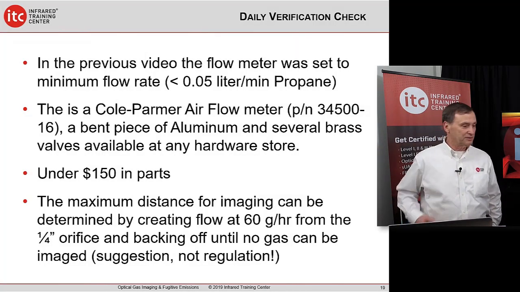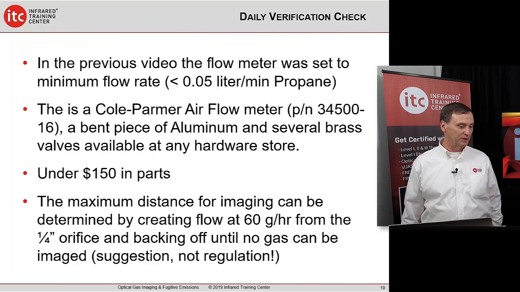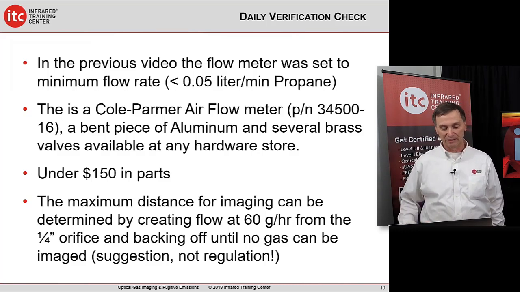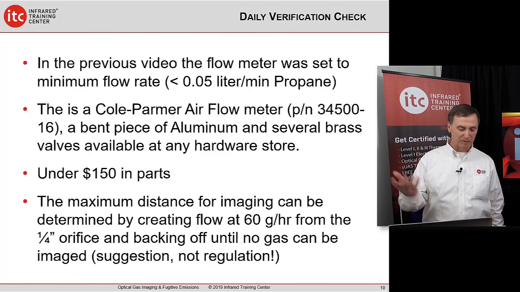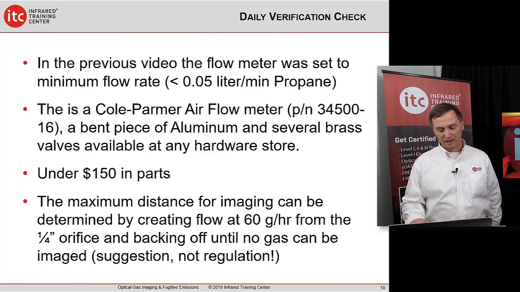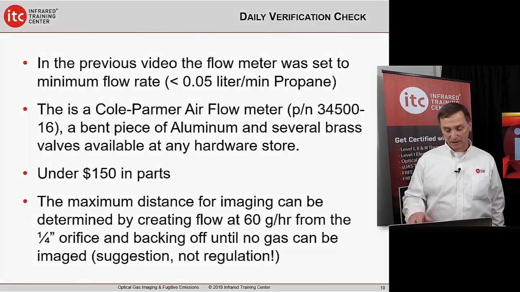If anybody wants to build one of those little flow labs, you can email me, or we'll put the parts up here. It's very, very simple, costs less than $150 to make. A bent piece of aluminum and a flow meter, about $150 in parts, I guess. But I can get you all the part numbers for everything. And we use this in all of our classes.